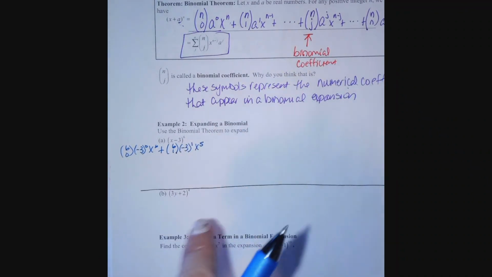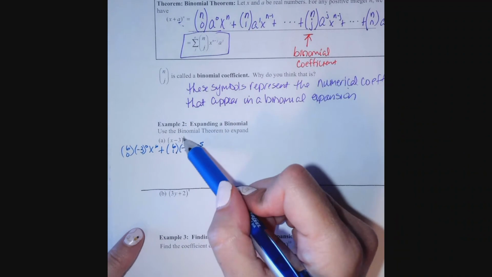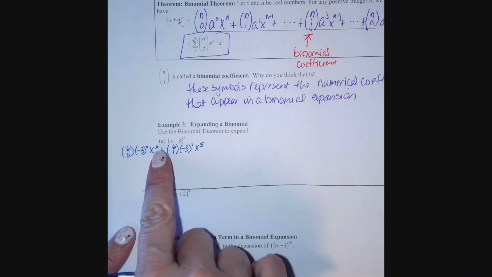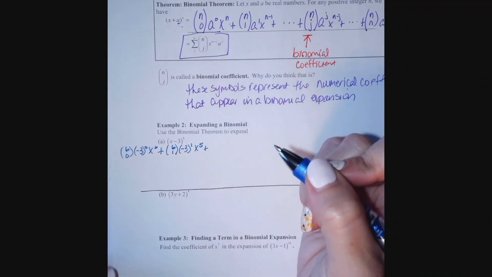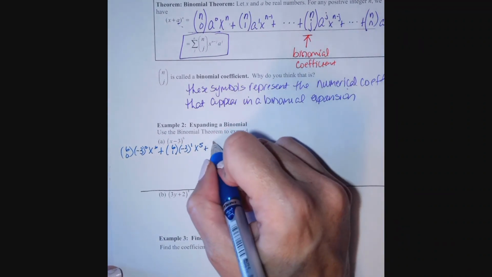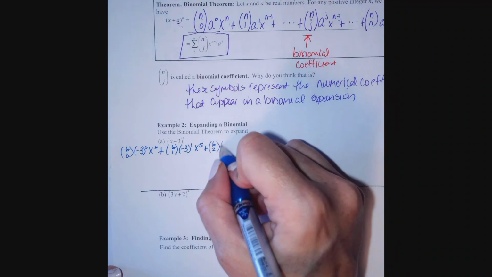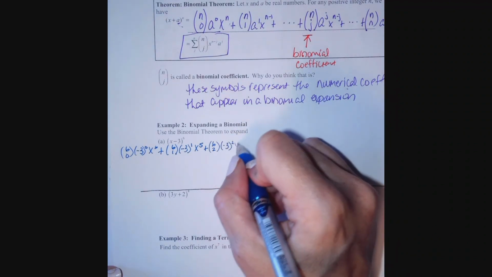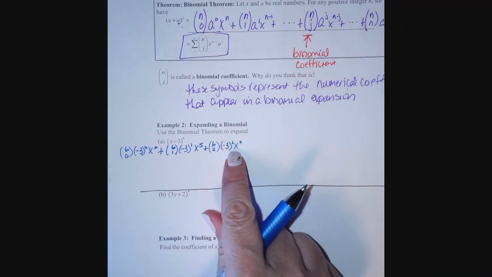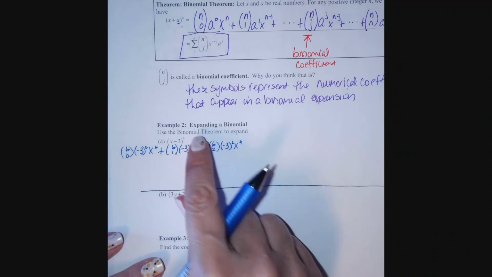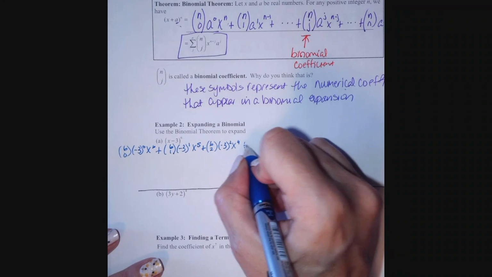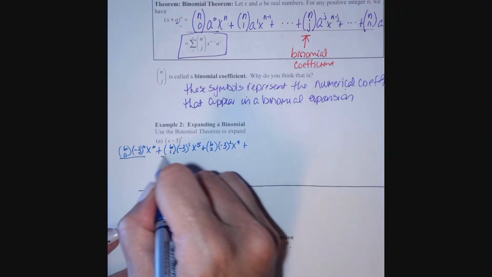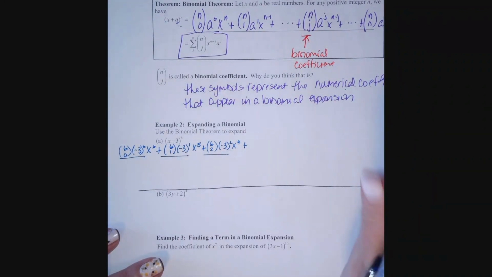Notice that my exponents always add to whatever this power is. 0 and 6 is 6, 1 and 5 is 6. My next two exponents will be 2 and 4. So I will have 6 choose 2, negative 3 squared, x to the fourth, but the sum of the exponents will always be equal to whatever that power is that we are expanding it to. That's my third term. 1, 2, 3 out of 7 terms.